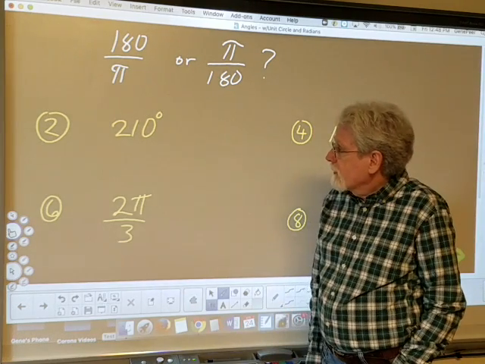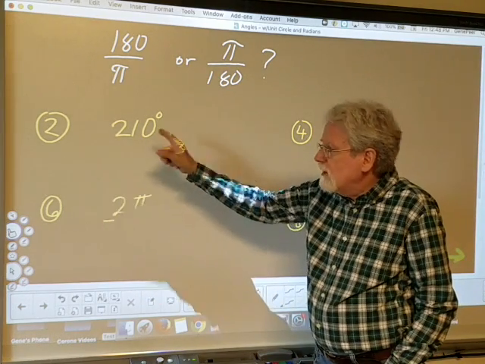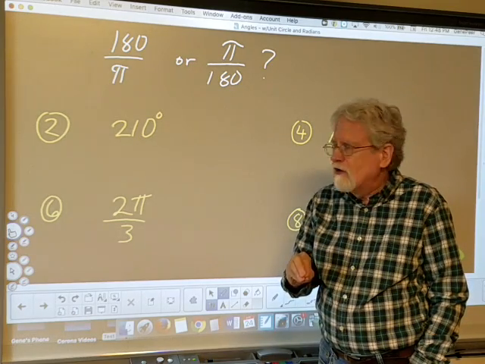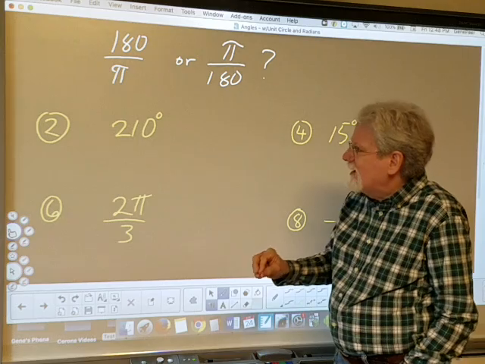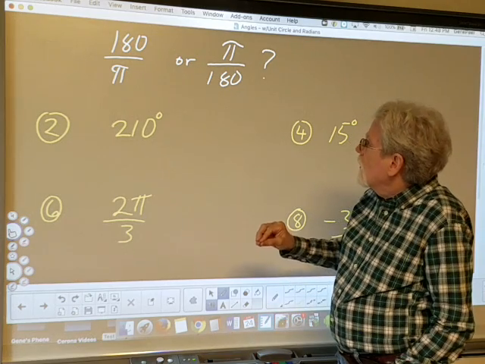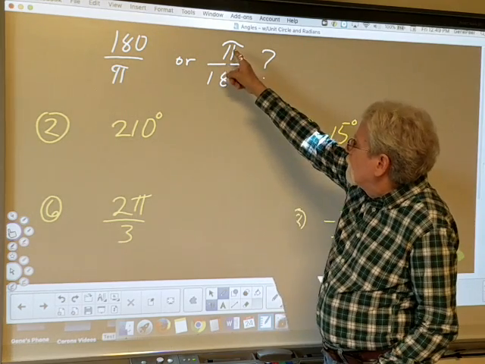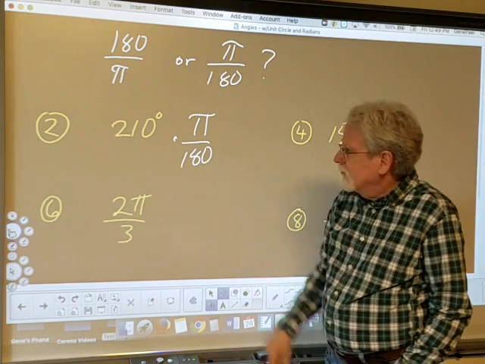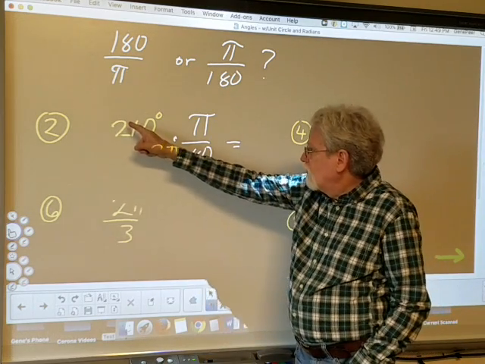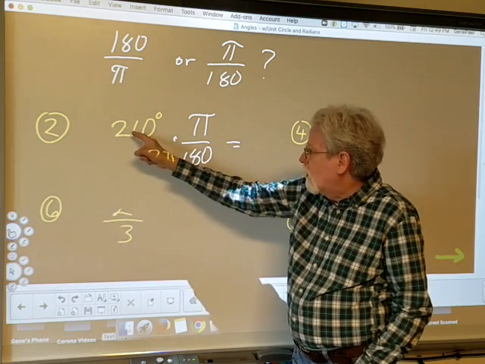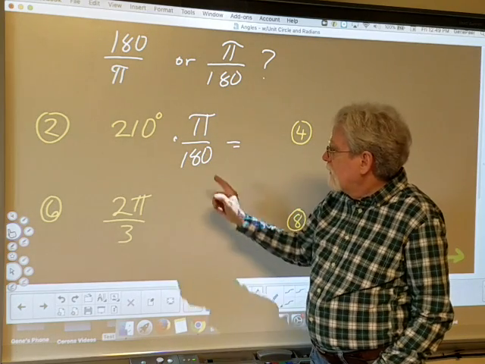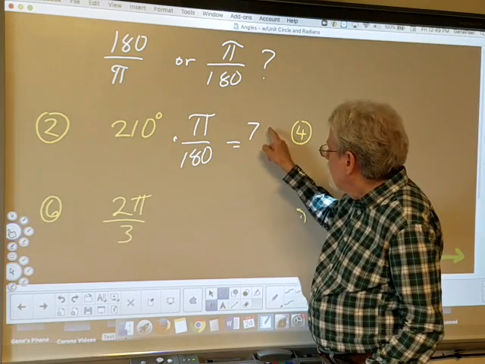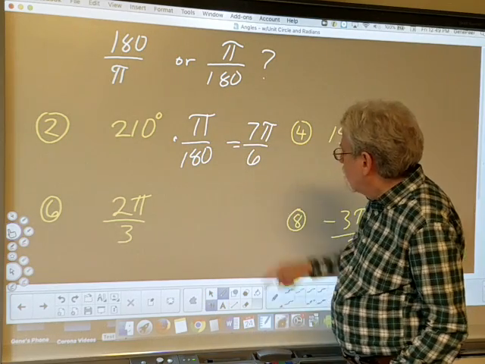210 degrees. Well, we're going from degrees to radians. Our answer needs to end up with a pi in it. But would it make sense to have a pi in the denominator? No. We want to have the pi end up in the numerator. So we're going to multiply by pi over 180. Then we simply reduce 210 over 180, or reduce 21 over 18. Divide them both by 3, we get 7 sixths pi. Done.